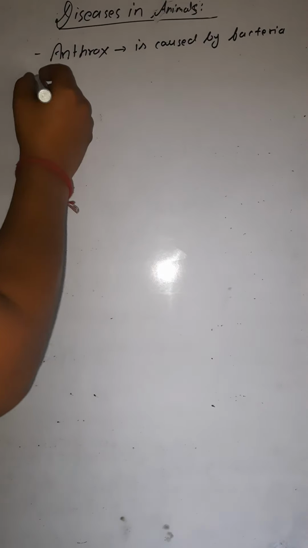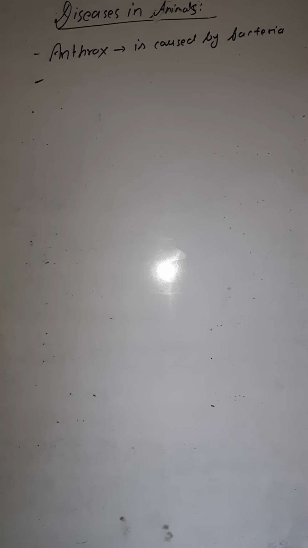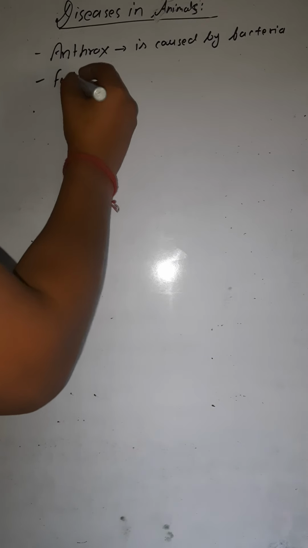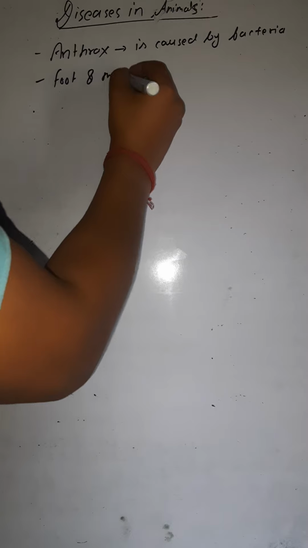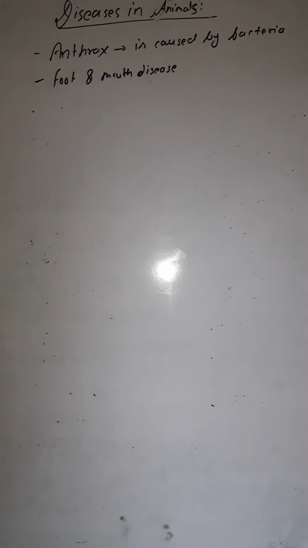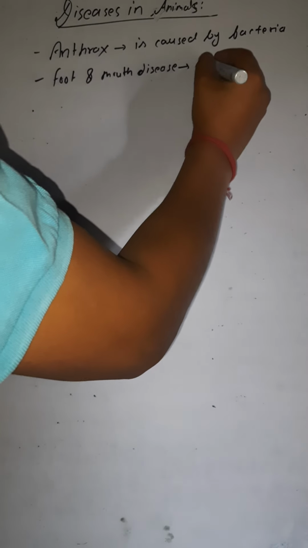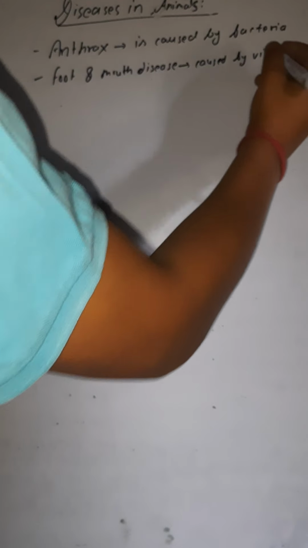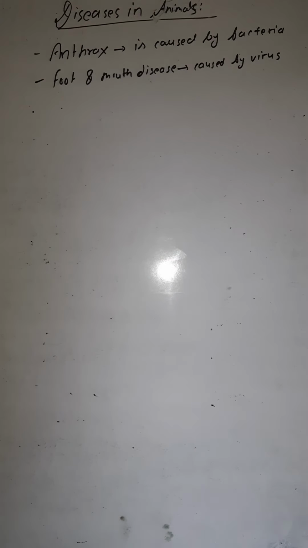At the same time, one more disease is common in animals, and that is foot and mouth disease. This is also very common in animals, and it is caused by a virus, so it's a viral disease. These are the two most common diseases found in animals.